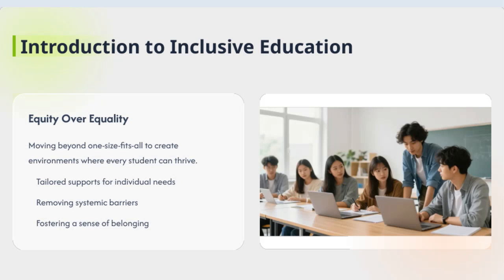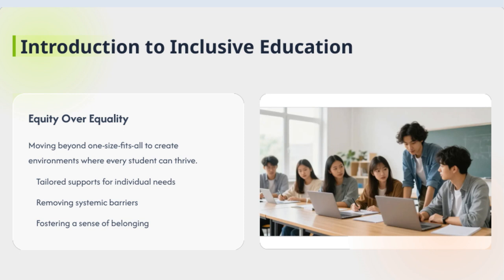Let's talk about fostering a sense of belonging, which is so crucial in creating inclusive education environments. When students feel like they truly belong, they are more engaged, motivated, and ready to learn. To do that, we need to focus on removing systemic barriers that might stand in the way of their success. These barriers can be anything from policies to physical barriers or even social stigmas.